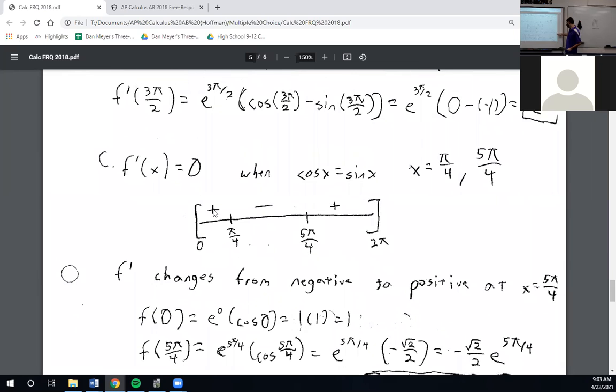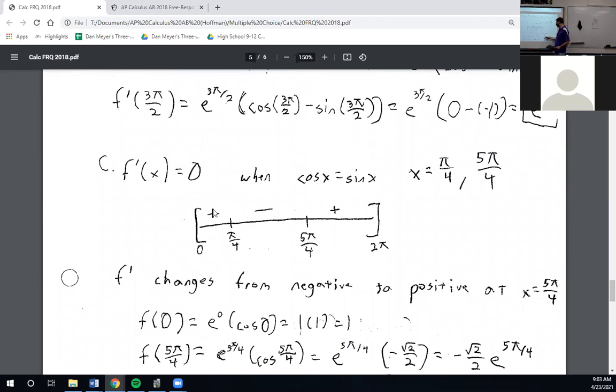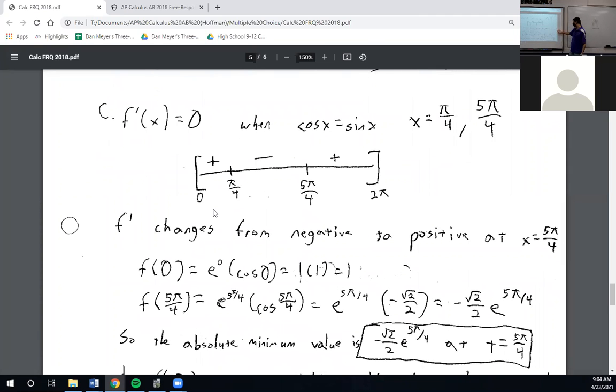Here's 0. Here's 5 pi over 4. I know it's not going to be 2 pi because after I hit that minimum, I increase all the way to 2 pi. So that's got to be bigger than 5 pi over 4. So it's out as my minimum. But let's check 0 just to be safe. At 0, we're at 1. And at 5 pi over 4, we're at this number, which is negative. So it's going to be smaller than 1.